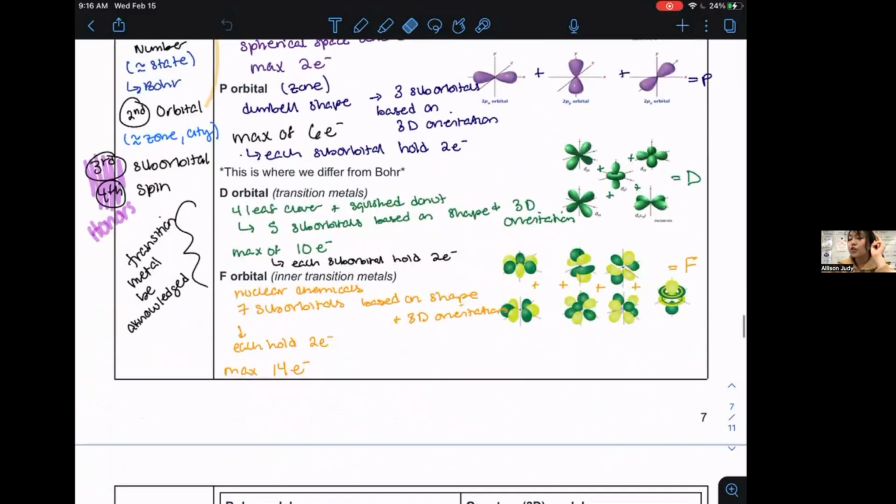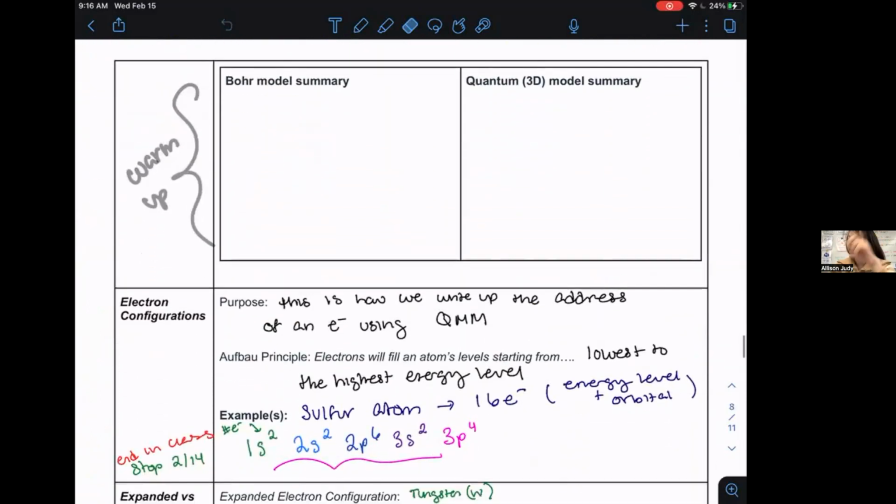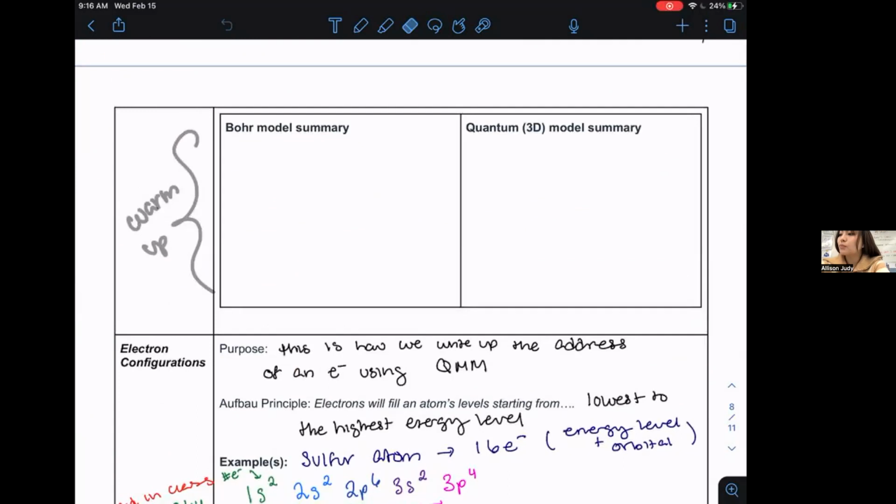Okay. And with those first 2 levels, we created a new writing system known as electron configuration, the way that we write up the address or the location of each electron in an atom. That goes past the Bohr model for multiple reasons. One, it goes past the Bohr model in this sense: the Bohr model is a 2D model, whereas the quantum model is a 3D model, okay?